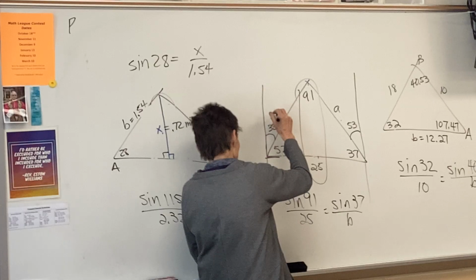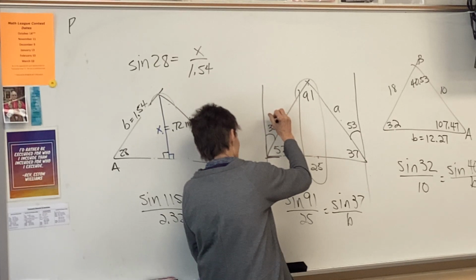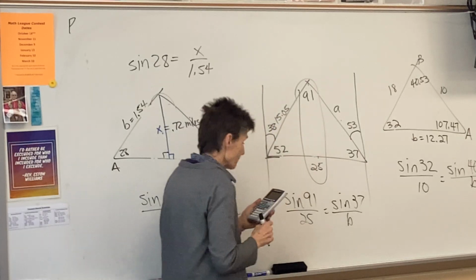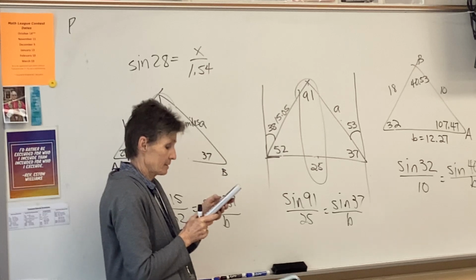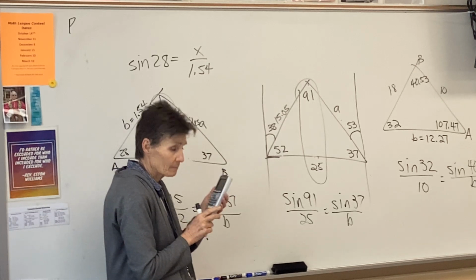What did you get for B? I got 15.05. Can I have some kind of confirmation? 15.05. Yeah.